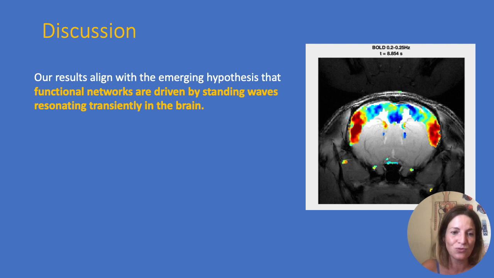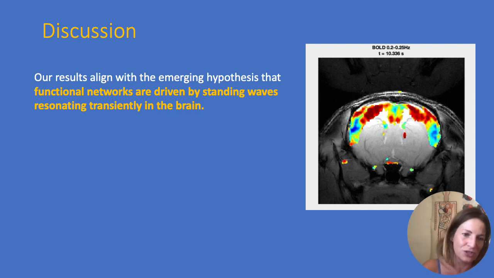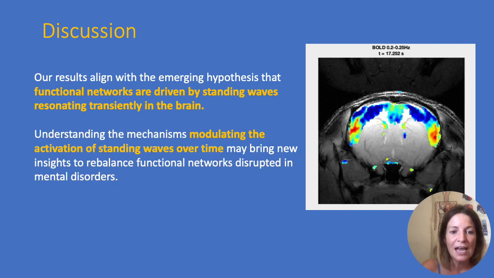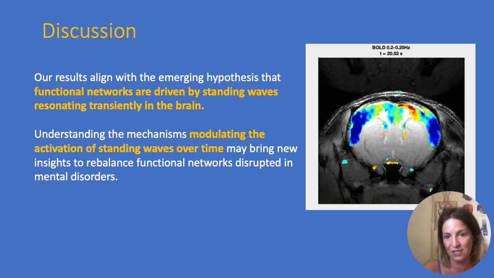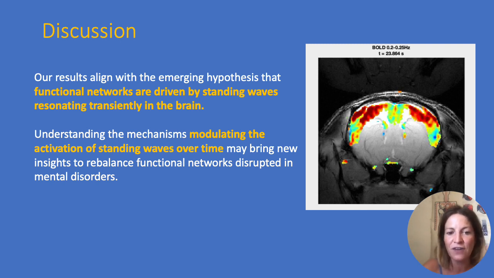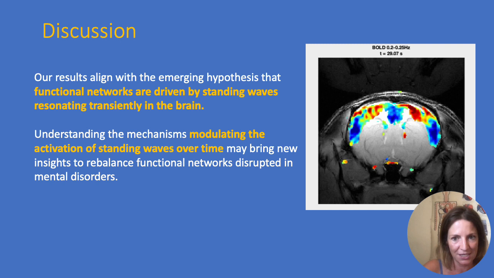Overall, I want to stress, first, that our results align with this emerging hypothesis that functional networks are driven by, or are the expression of, standing waves resonating transiently in the brain. And it's very important to understand the mechanisms modulating the activation of these standing waves over time, in order to rebalance, let's say, the functional networks that are disrupted in mental disorders. So now I think this is the way to go to really understand what is going on and how we can modulate these modes with precision.